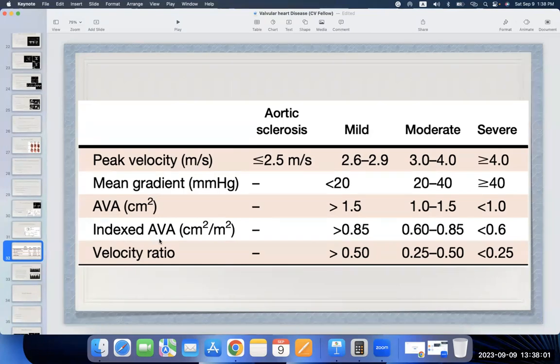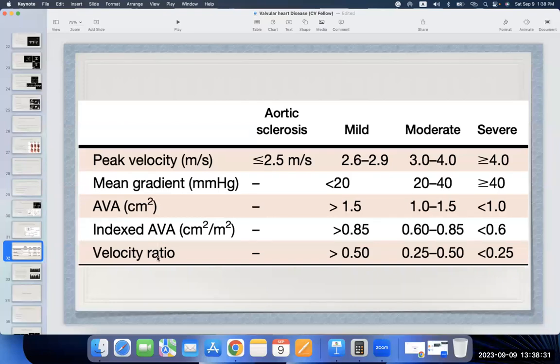This is important mainly in patients with a small body surface area and also teenagers, because these patients will have a small aortic valve area, but when you divide it by their body surface area, you will see that they don't have significant aortic stenosis. But this cannot be applied in obese patients with body mass index more than 30. It will be inaccurate, to be honest. But it's really good in patients with a small body surface area.